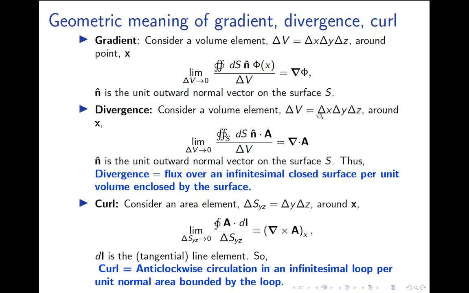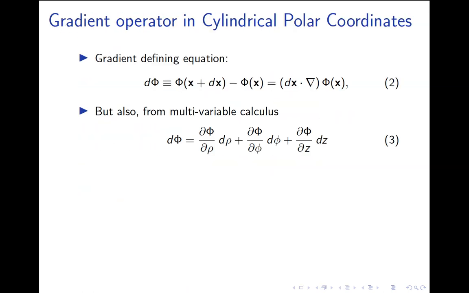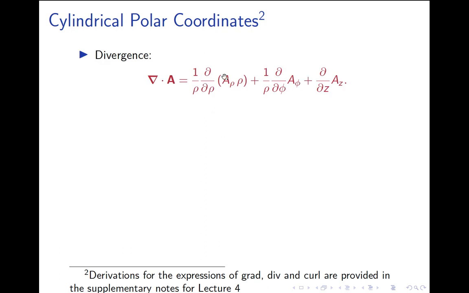Instead of using, for example, a Cartesian volume element, you can take a curvilinear volume element, which would be a cuboid with curved faces. If you compute the flux through the bounding surfaces of the curvilinear cuboid, divided by the volume of the cuboid, that gives you the expression for the divergence of a vector in a curvilinear coordinate system, in particular in the cylindrical polar coordinate system. And as I've said, the derivations are provided in supplementary notes, which I will put up.